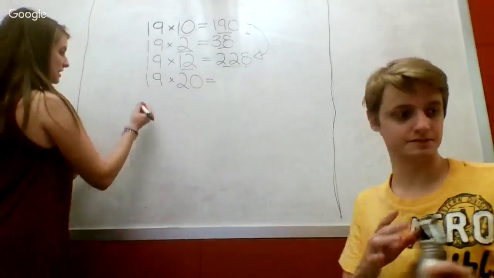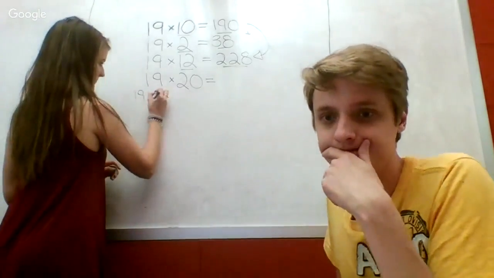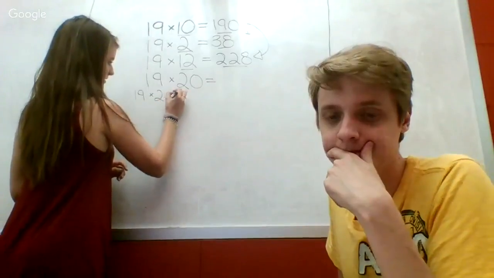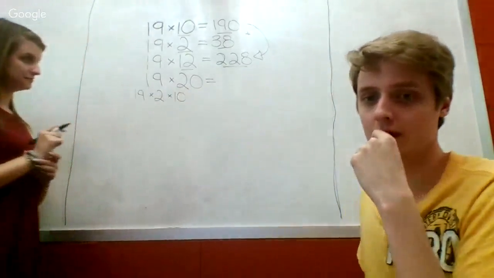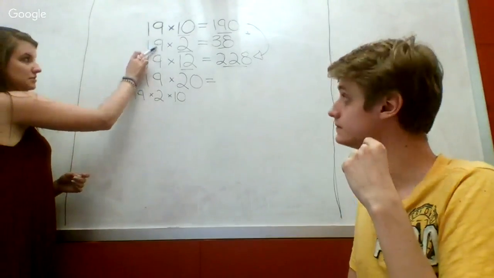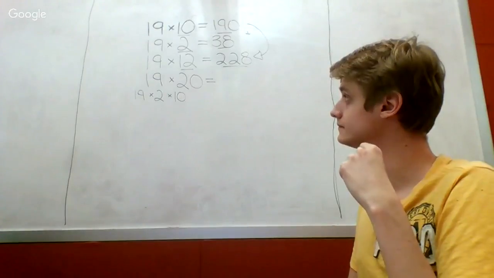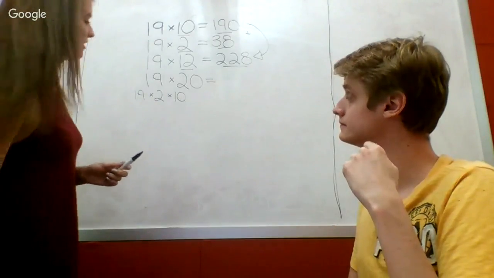So for this one, I might have done 19 times 2 times 10, because we already know 19 times 2. And multiplying that 38 by 10 is easy for me to do in my head. So that's how I would go about that one.